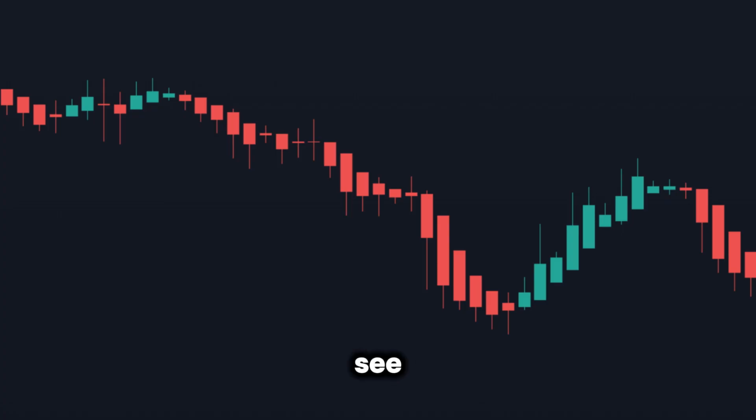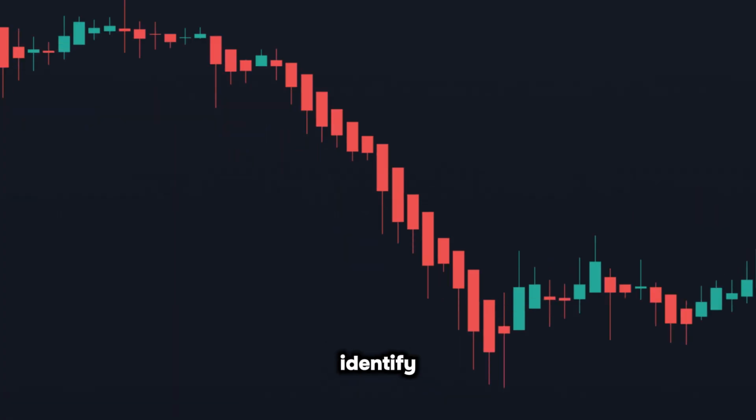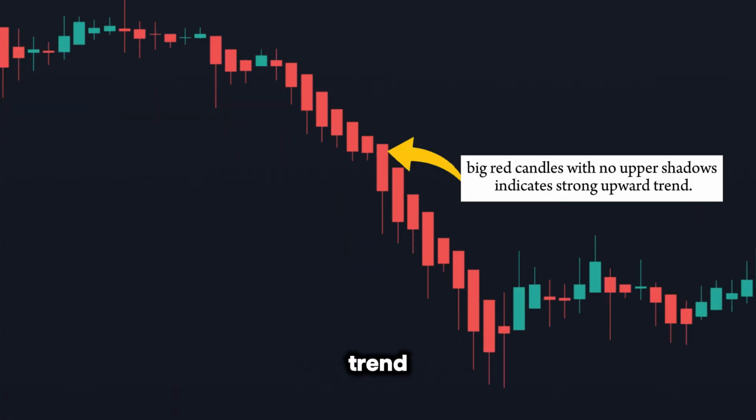Now, let's see how we can identify downward trends. If we see a series of red candles, we can say that there's a downward trend. To identify a strong downward trend, traders need to look for big red candles with no upper shadows.